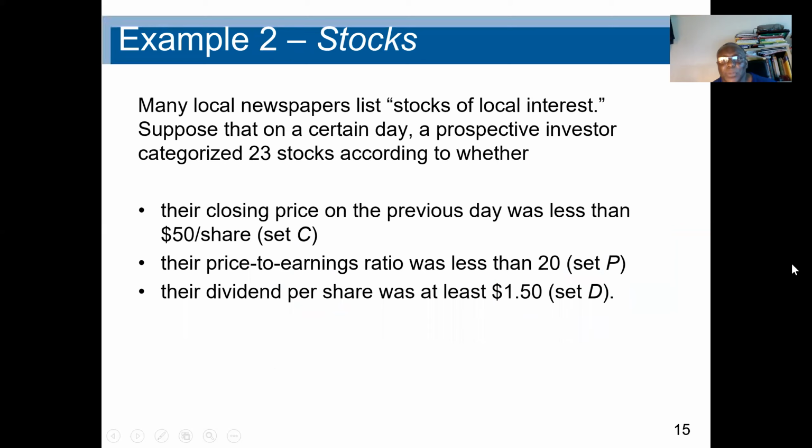So let's see example 2 now. Example 2 says we have many local newspapers listing stocks of local interest. Suppose that on a certain day, a prospective investor categorized 23 stocks according to whether their closing price on the previous day was less than $50 per share, call this C. Their price to earnings ratio was less than 20, call this P. Their dividend per share was at least $1.50, call this D.